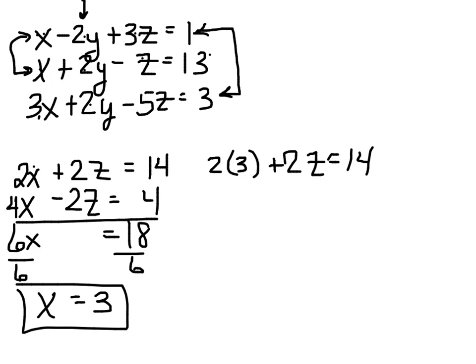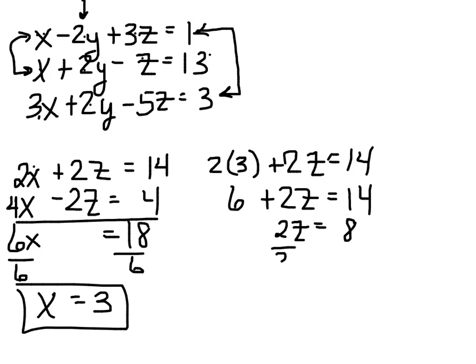Now, it's important for you guys to know that it doesn't matter which one you plug it back into. It will give you the same answer regardless. I just like to stay as positive as I can, so that's how I like to go about doing it. It's totally up to you though. If you subtract 6 from both sides and divide by 2, you get z equals 4.